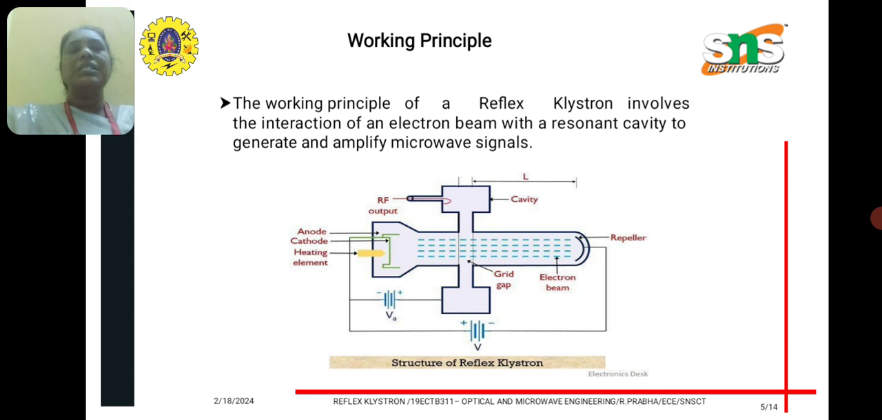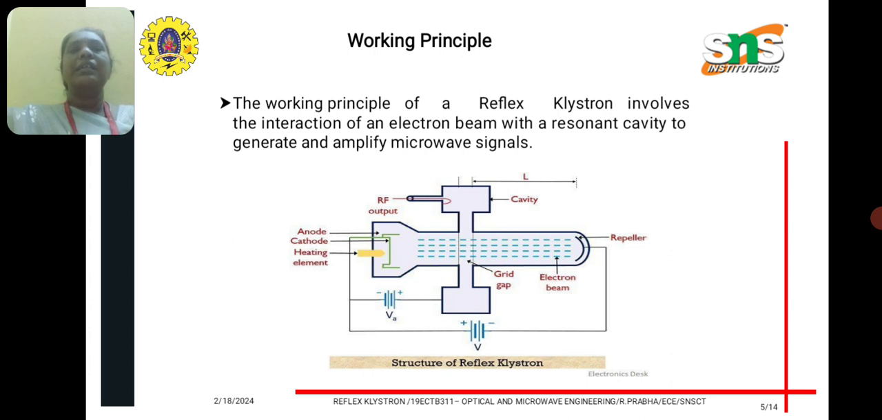Now we see the working principle part. In the working principle, a reflex klystron involves the interaction of an electron beam with the resonant cavity to generate and amplify the microwave signals. In a reflex klystron, we have only a single cavity, and in a klystron amplifier we have two cavities. Here the single cavity is used as the buncher cavity and also the catcher cavity.